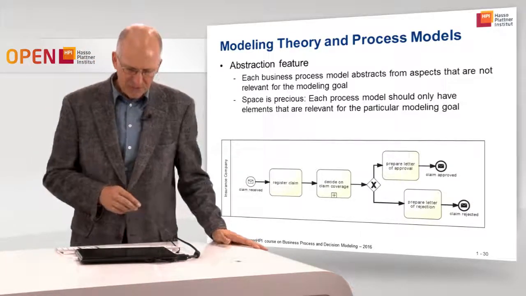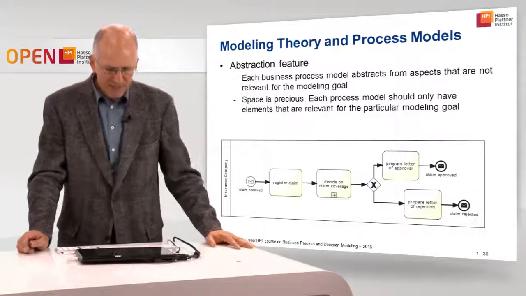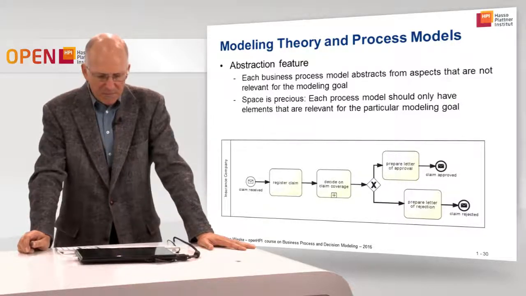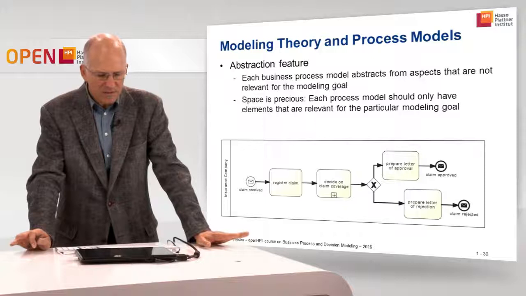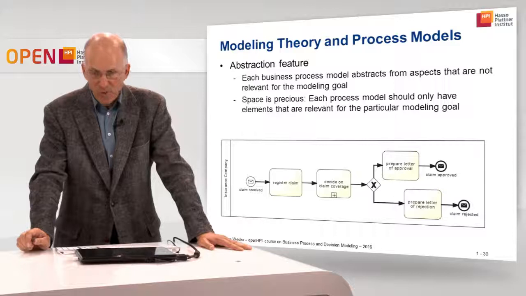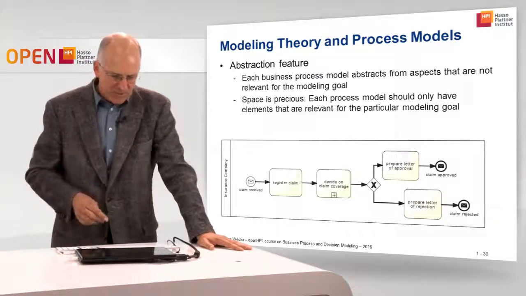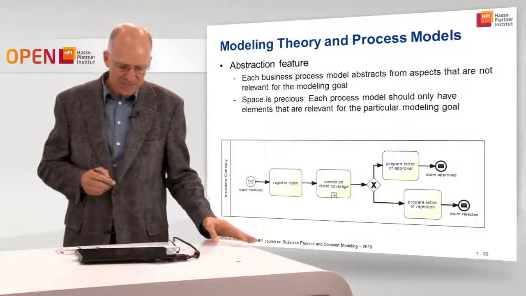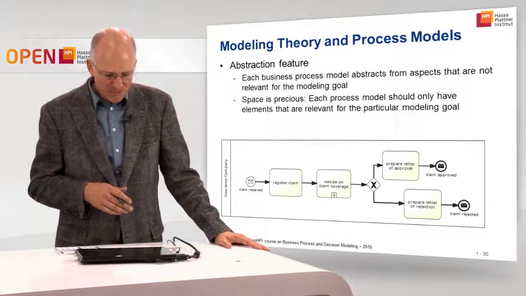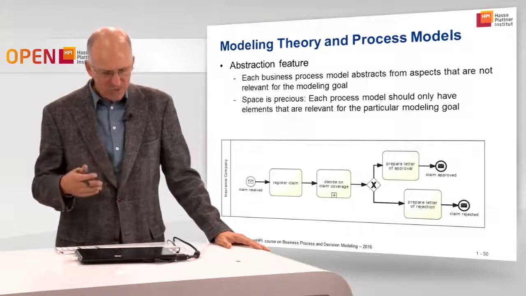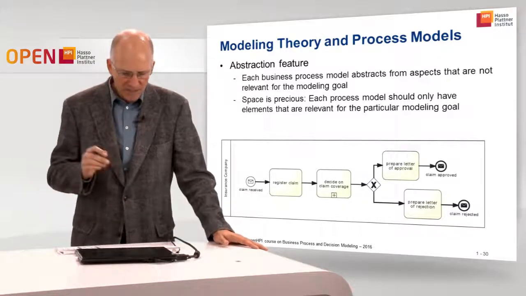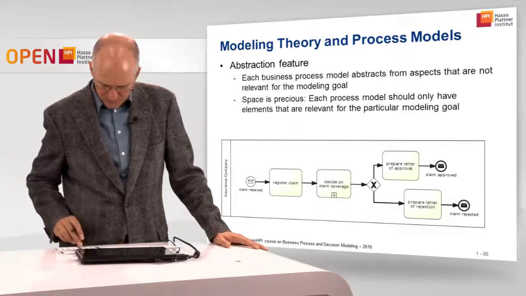Space is precious, so each model should have only elements that are relevant for the particular modeling goal. That's something to bear in mind. Whatever you are modeling, be very careful not to fill the space with unrequired detail. And of course, this process model is a textbook type of process model that has just 4 activities. We've seen in reality far more complex models, but still you need to always be very precise about what to represent in the business process model and what not to represent in the business process model.